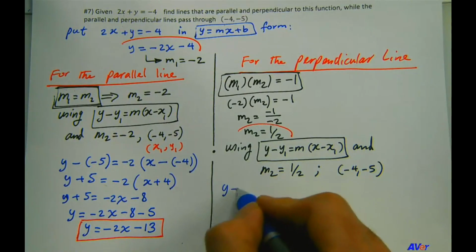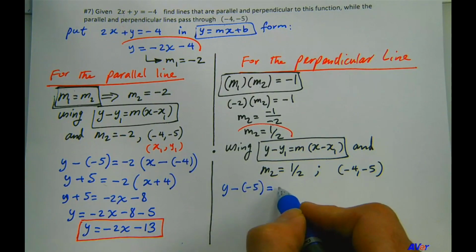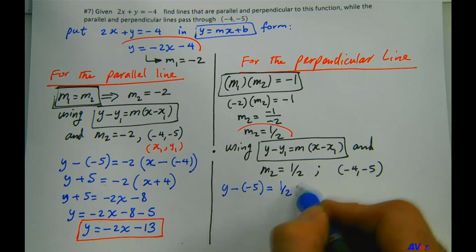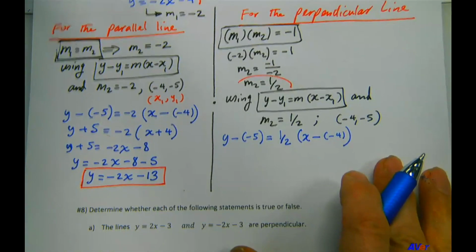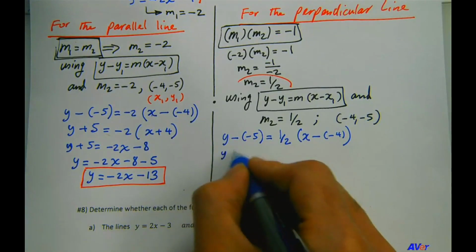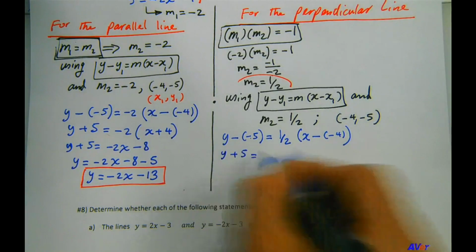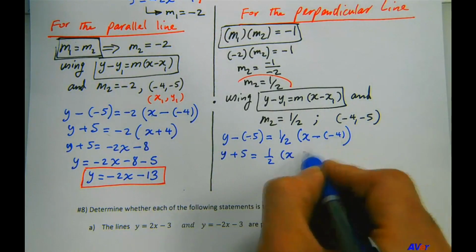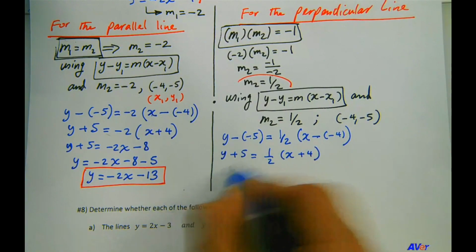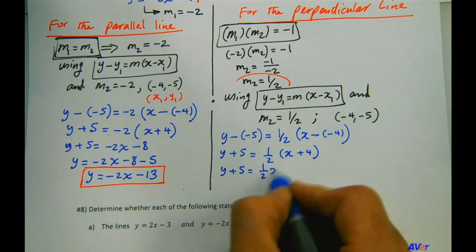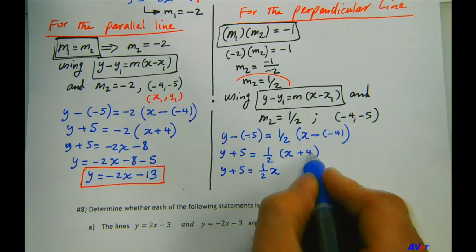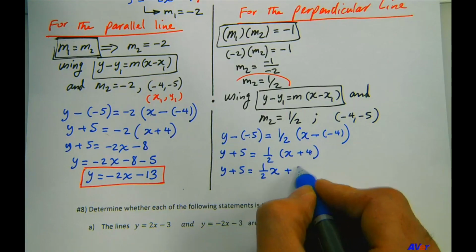So we have y minus y1, which is minus 5, equals m2, which is 1/2, times x minus x1, which is minus 4. Right? Like that. And then let's simplify. Minus minus 5, that's positive 5. 1/2 times x minus minus 4, that's positive 4. Now let's distribute this 1/2. Y plus 5 equals 1/2 times x is 1/2 x. 1/2 times 4, that's 4 over 2, which is 2.